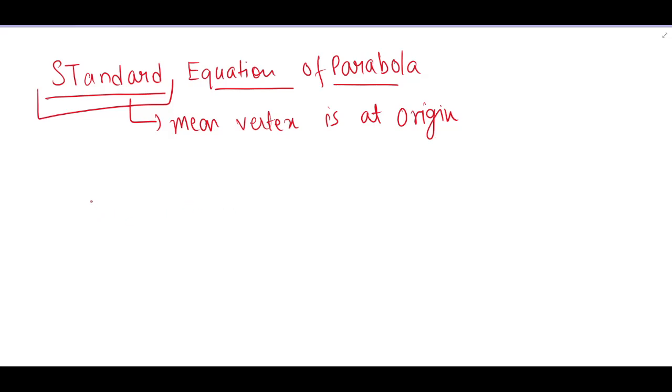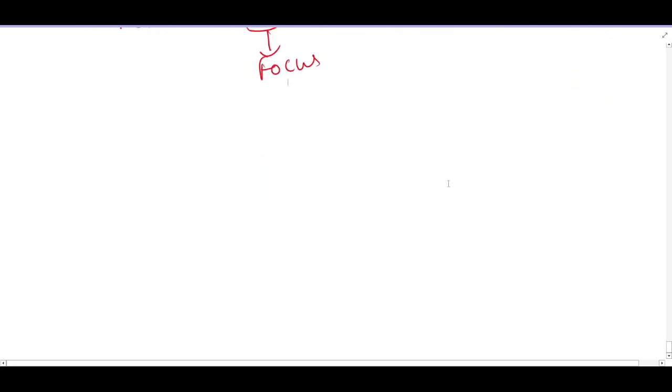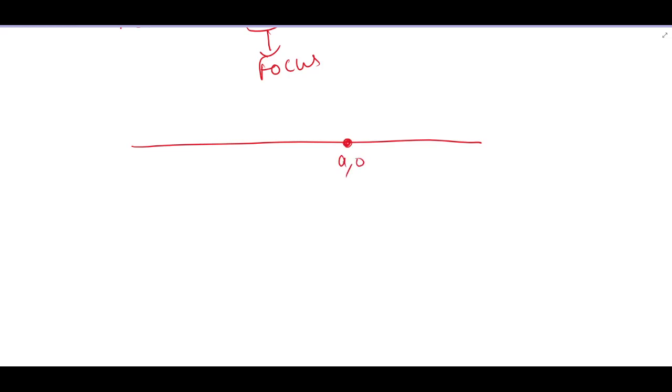So let's construct the parabola. Let F be any point at some point a comma 0. So F is a focus. This is the axis and this is the focus, a comma 0, where this is the y-axis.